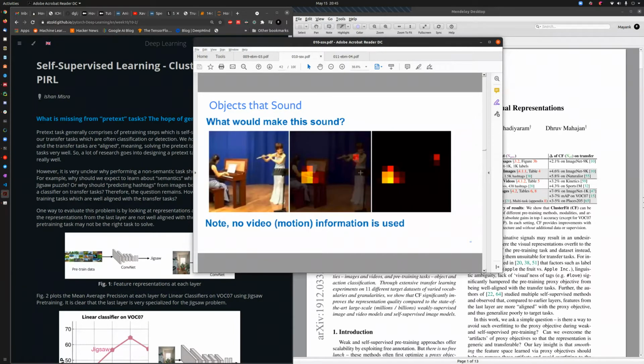Then what would make this sound? So if you have a saliency map of a piano or a flute, how will that sound based on the object that we have detected? So it will try to predict this or try to correct it based on that. So there are many applications of this.